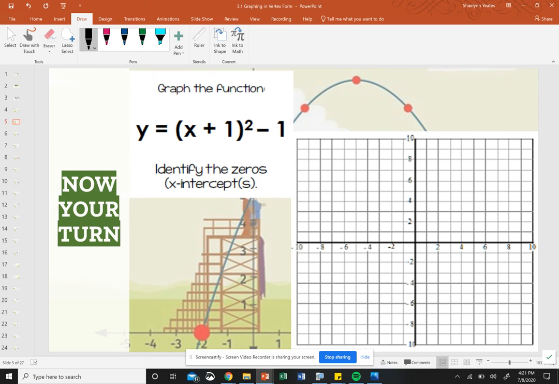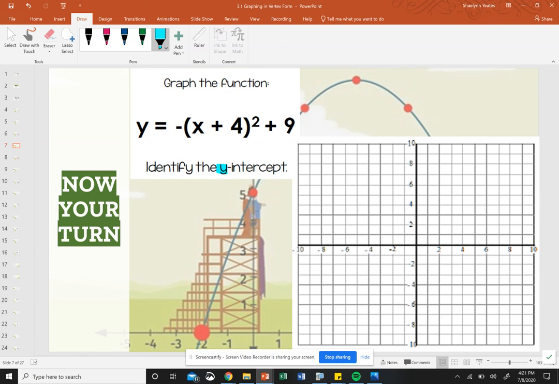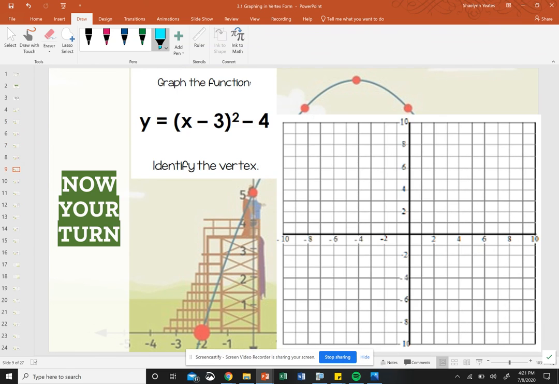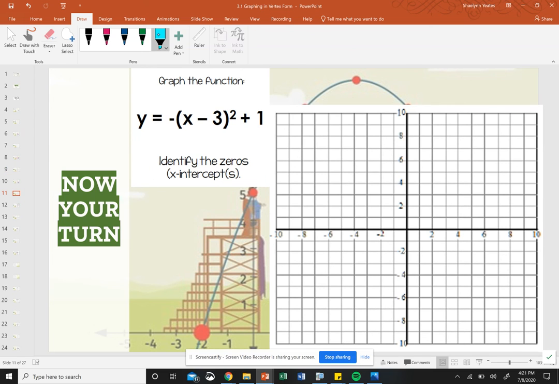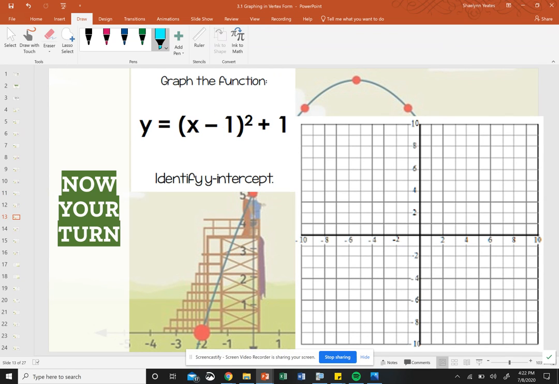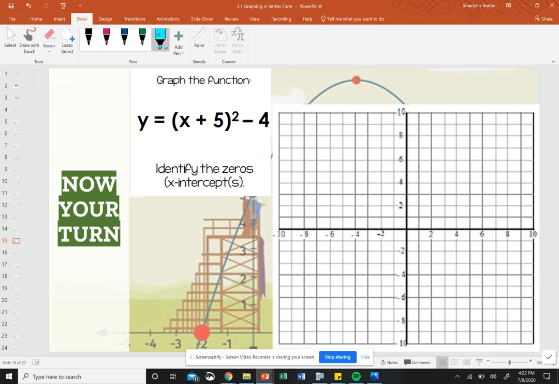All right. Now it's your turn. So go ahead and see if you can figure out how to graph it. And in this one, please note that you're identifying the x-intercepts. Okay? And then on this one, you're going to identify the y-intercept after you graph it. On this one, you're identifying the vertex. And then on this one, you're identifying the x-intercepts again. Y-intercept. And the x-intercepts. Okay? All right. Go ahead and get started on that.